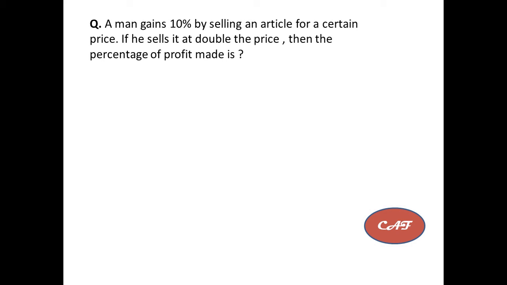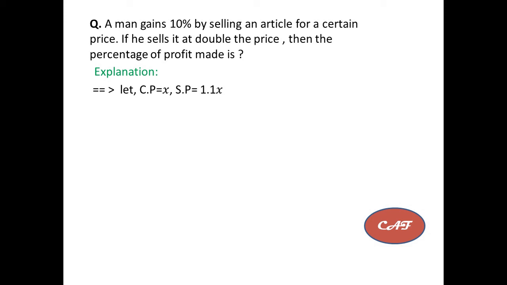A man gains 10% by selling an article for a certain price. If he sells it at double the price, then the percentage of profit made is how much? So here he mentioned only percentage of profit. I don't know CP and SP. So I am assuming that CP is equal to X and SP is equal to, he gave 10% profit means 10% more than the CP. So I will get 110% of CP. So I will get SP is equal to 1.1x.